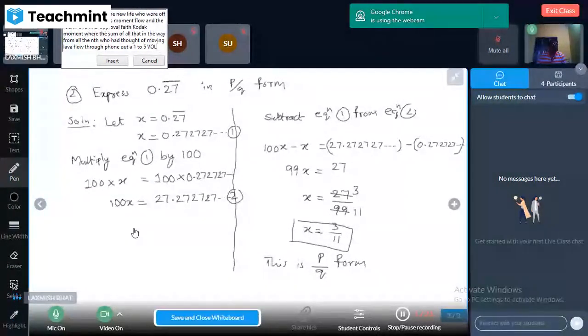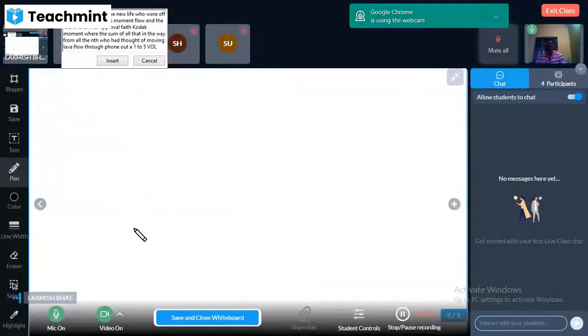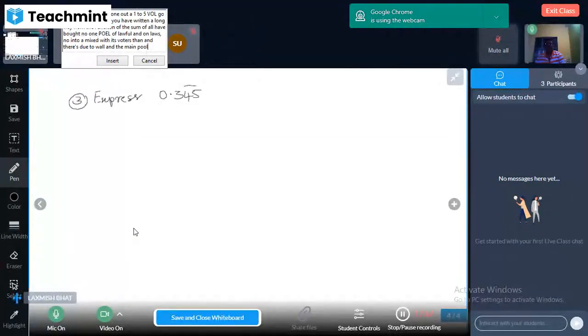Let us move on to the last possibility, or the third example. The example is like this. Express 0.345, where only 45 contains the bar. That means only 45 is repeating here. 3 is not repeating here, in p by q form.